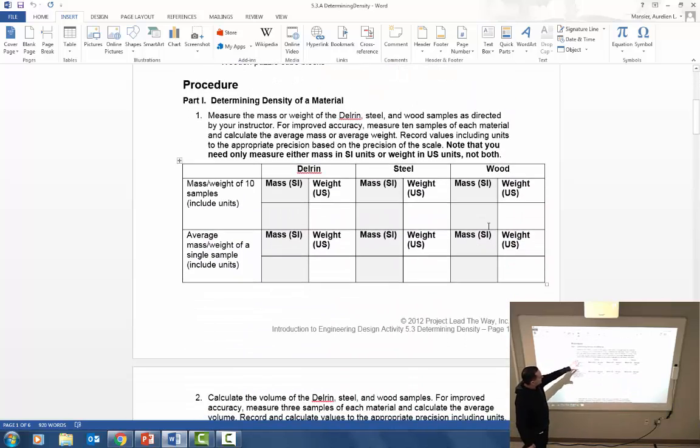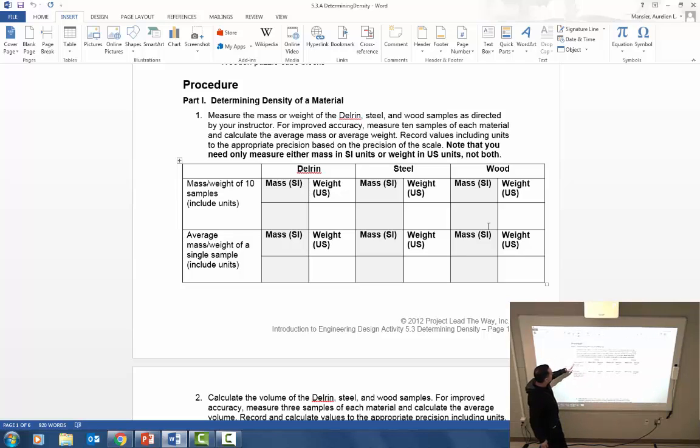And part 1 is basically populating this chart of information to determine the volume and the density of these samples. So you choose between whether you're going to use the mass or the weight. I would recommend mass because the scales we're going to use are going to give us our answers in grams, which is the SI system.